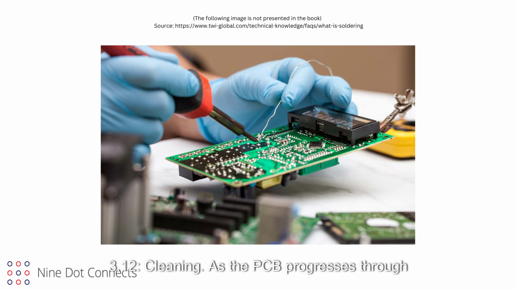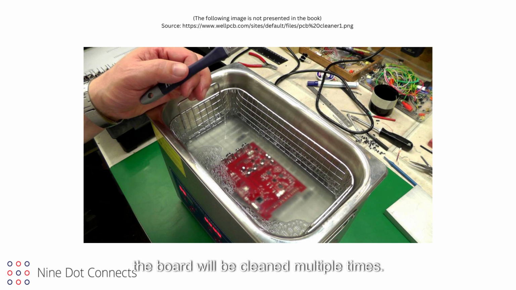3.12. Cleaning. As the PCB progresses through the assembly process, the board will be cleaned multiple times. Prior to soldering, the board must be cleaned of organics, fingerprints, oxides, and other soils, to ensure a clean solder base. After soldering, the board is cleaned of residual flux and solder particulates, which can corrode the metal on the components and board over time, reducing the life of the board.